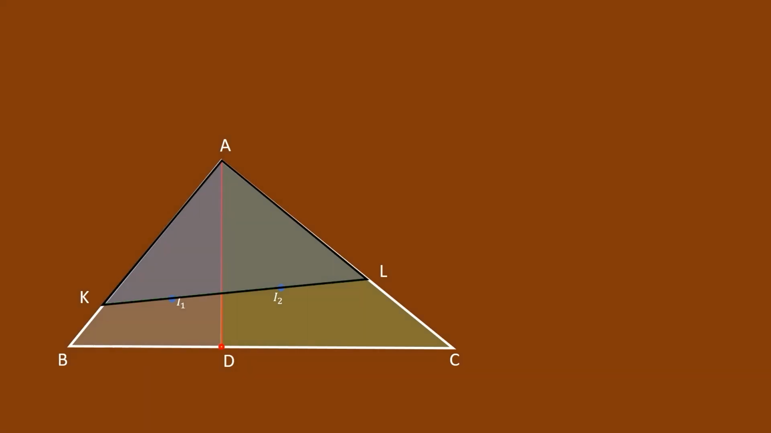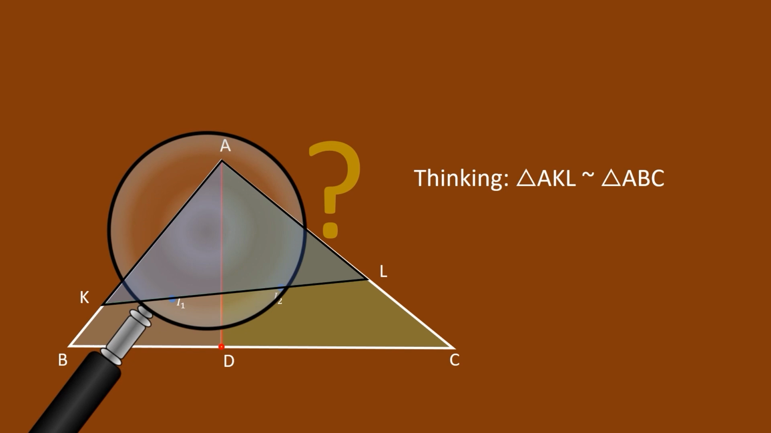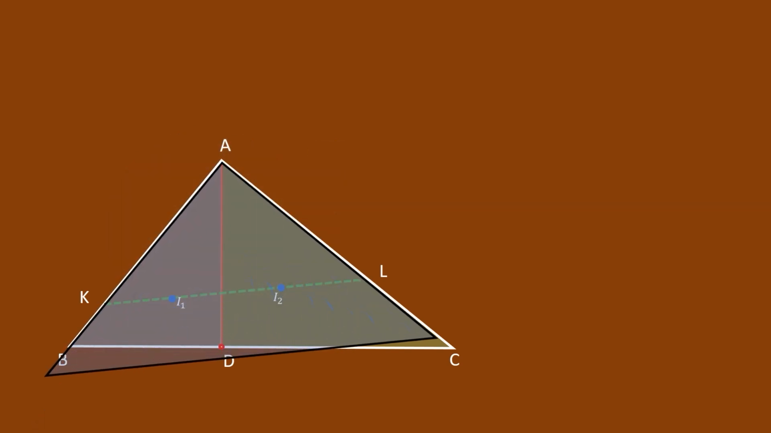Now, looking at this, your first thought might be, maybe the little triangle AKL is just a smaller, similar version of our big triangle ABC. If that were true, the problem would be much simpler. We could just find the ratio of their sides. The little triangle AKL is not similar to the big triangle ABC.